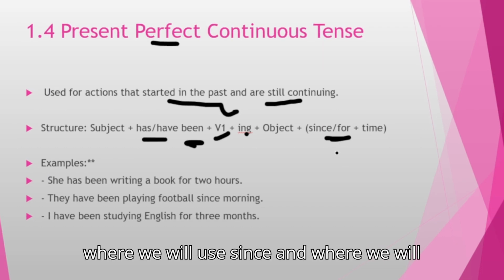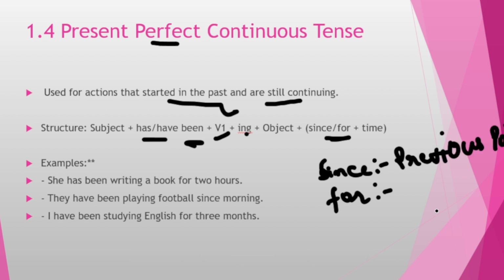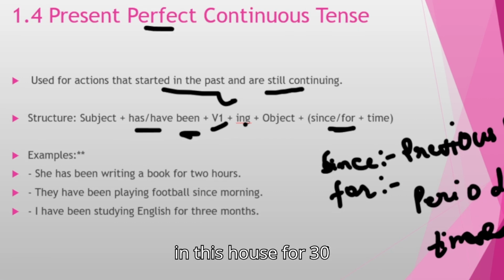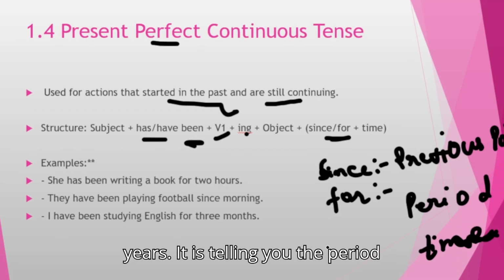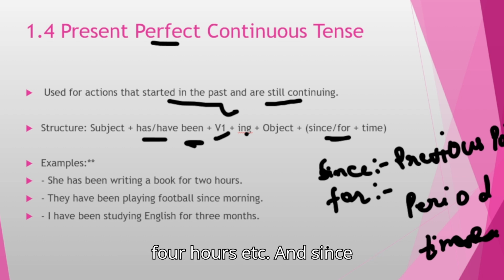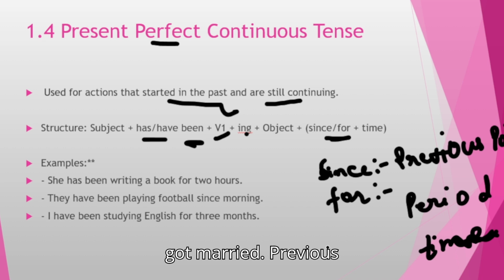Where will we use since and where will we use for? Since refers to the starting point in time. For refers to the period of time. For example, we lived in this house for 30 years. It is telling you the period of time, like 30 years, 3 years, 4 hours, etc. And since is referring to a previous point of time. For example, we have lived in this house since we got married. Previous point, since we got married.